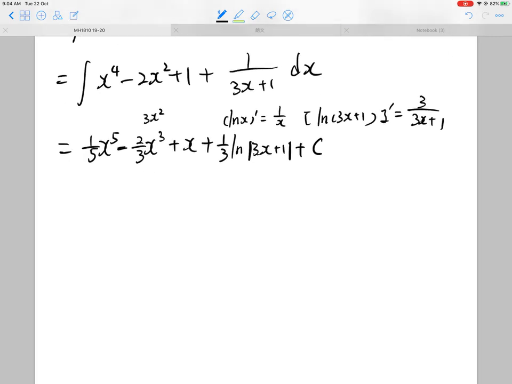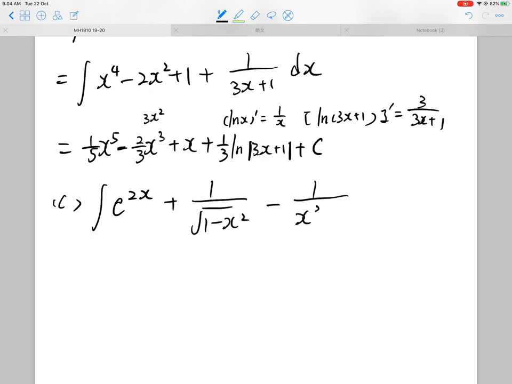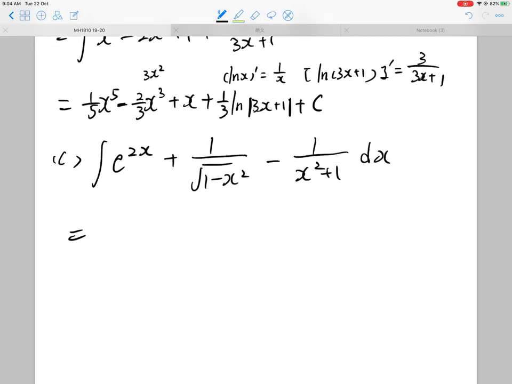In part C, the integration of e to the power of 2x. E to the power of 2x, the derivative is 2e to the power of 2x. Then you want the derivative to be this, so here you have to divide by 2.